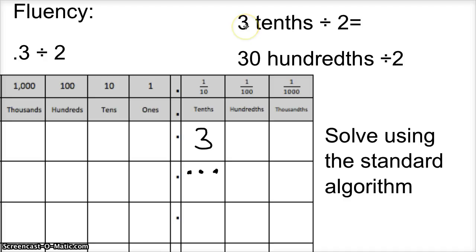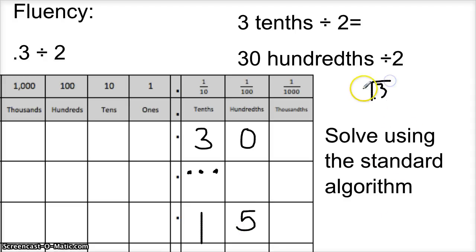So another way you can think about this is if I rename the units and I place it, remember, if I'm looking at 2 ones, dividing it by 3/10, I know that that's not going to go in evenly. So I can also rename it as 30 hundredths divided by 2, and then that's a math fact that I know. 30 divided by 2 really easily is 15. You can also solve this using the standard algorithm.